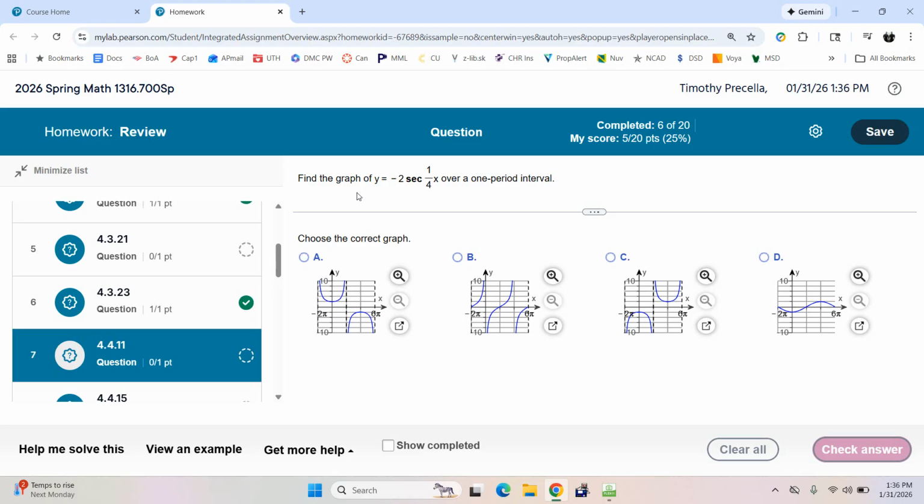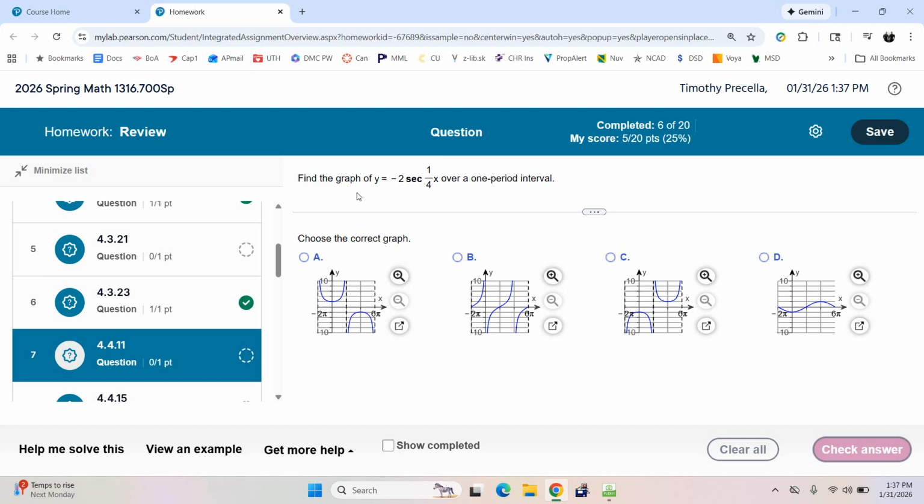The first thing we've got to do is draw y equals -2 cosine 1/4 x. Okay? It's secant. It's going to look something like this, except my orange graph is going to be flipped across the x-axis. This is y equals positive cosine x. Multiplying by a negative reflects it across the x-axis.